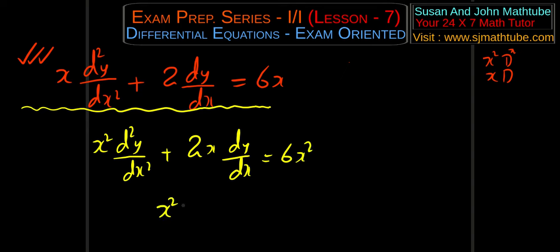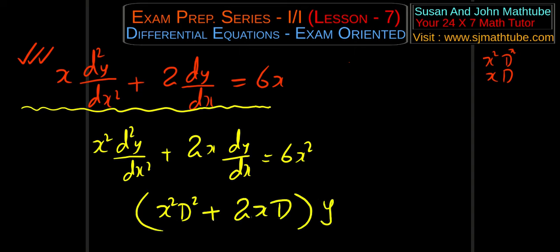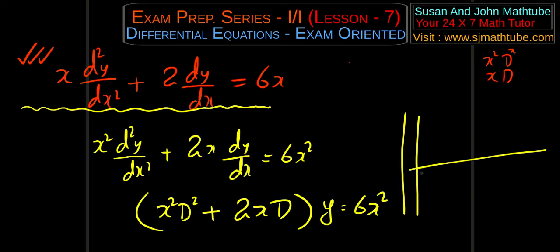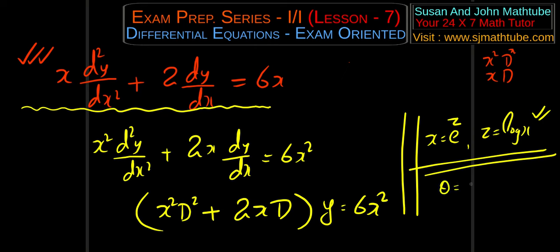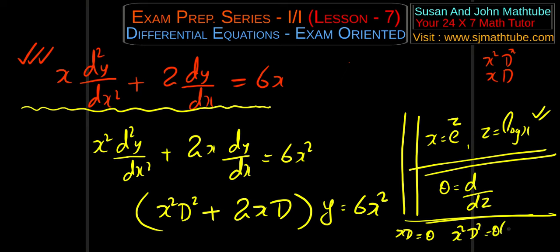Now you just convert it into capital D, you're going to get (x²D² + 2xD) of y = 6x². And then what's the substitution? Let's discuss that. You put x = e^z and z = log x. This is for the right hand side. And you set theta = d/dz. And finally you end up with x D being theta, x² D² being theta(theta − 1), etc.